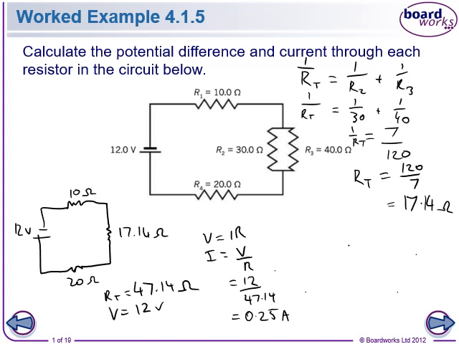Same thing. All right. So now we need to work out the potential difference and the current through each resistor in the circuit below. So R1 and R4 are going to be our easy ones. At R1, there's a couple of things we know. Actually, I won't do V equals IR yet. We don't know V yet.